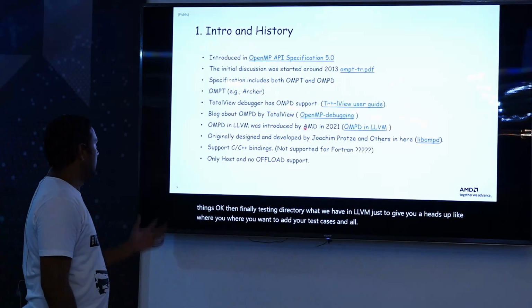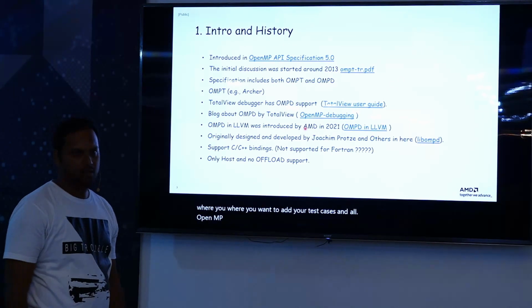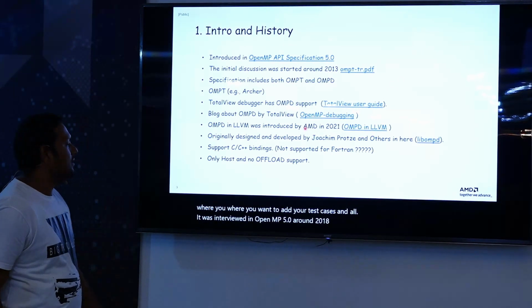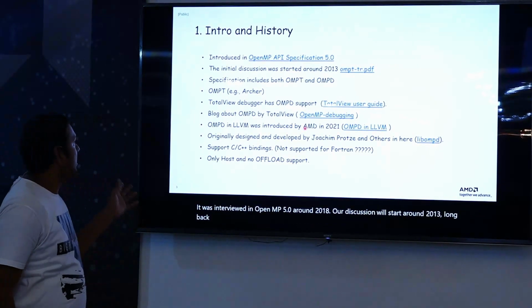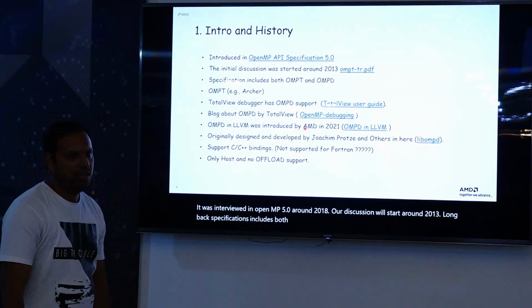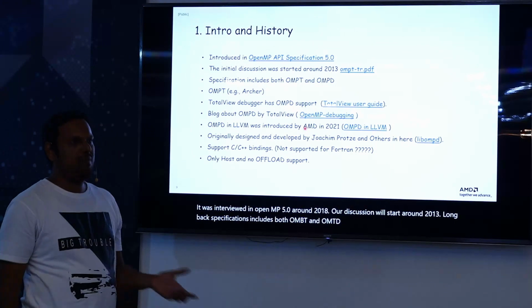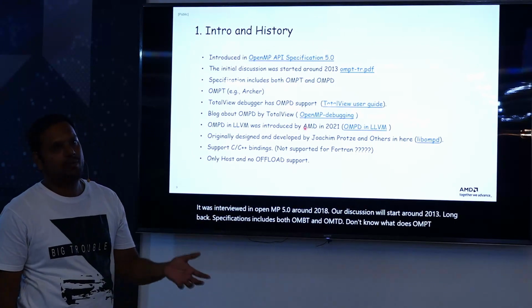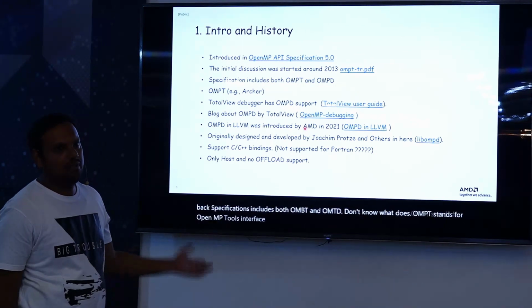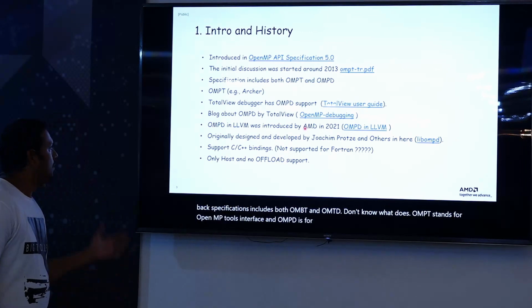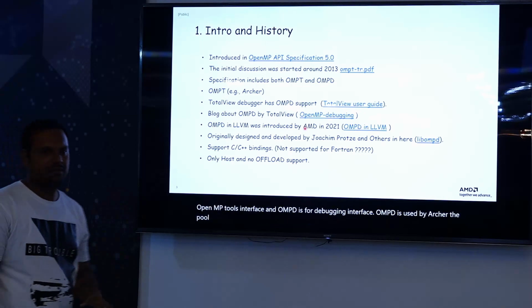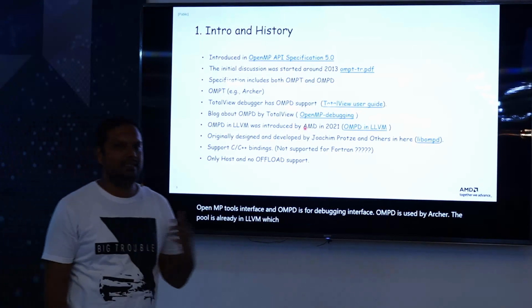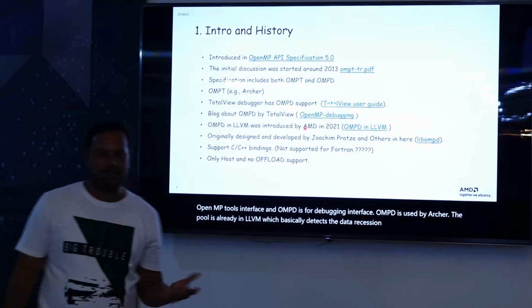It was introduced in OpenMP 5.0 around 2018. However, the discussion started around 2013, a long time back. The specification includes both OMPT and OMPD. If you don't know what OMPT is, it stands for OpenMP Tools Interface, and OMPD is for the Debugging Interface. OMPT is used by Archer, a tool already in LLVM, which basically detects data races in OpenMP programs.